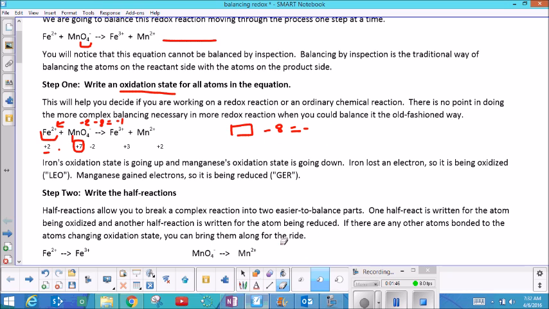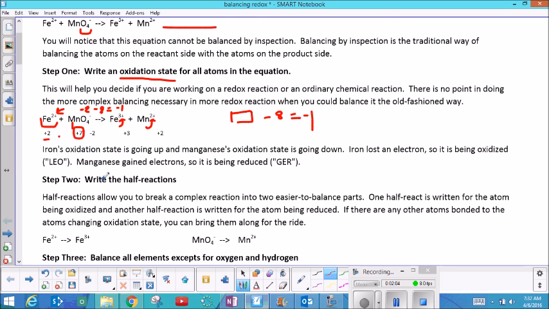So the next oxidation number is told to you right there. If it tells you what it is, that's what it is. And likewise on the manganese. So those are my oxidation states.